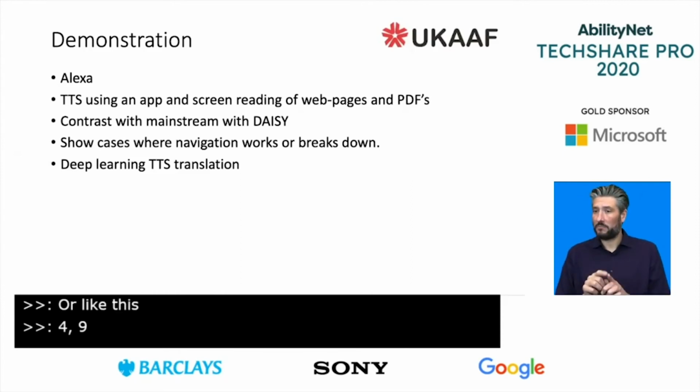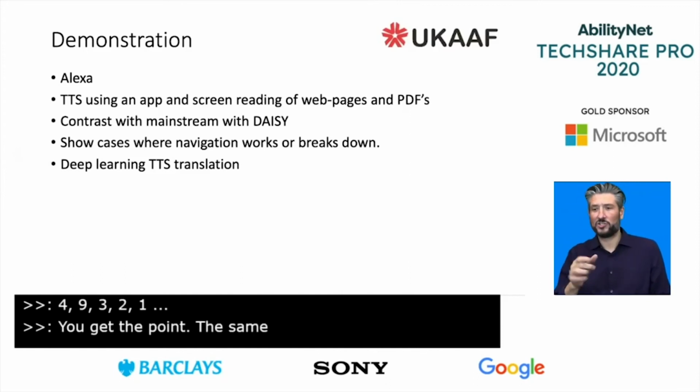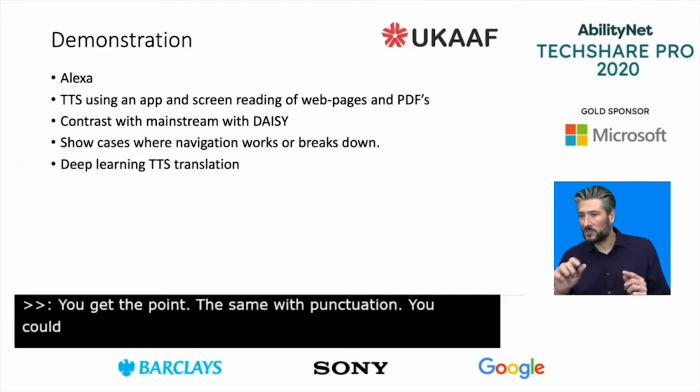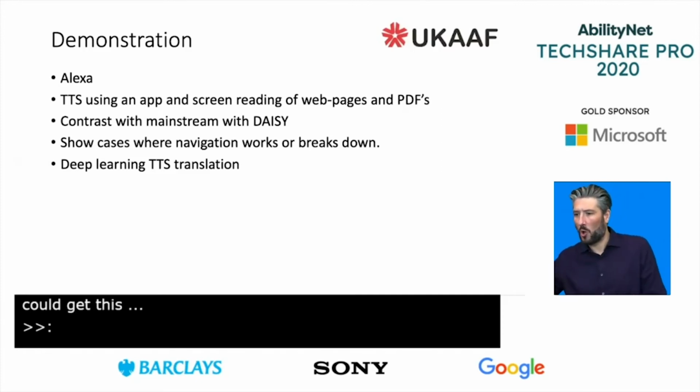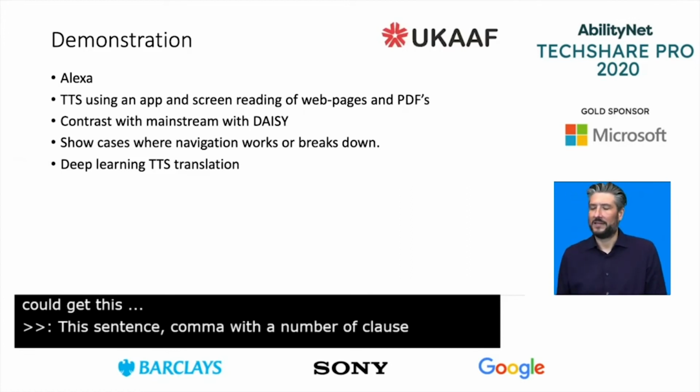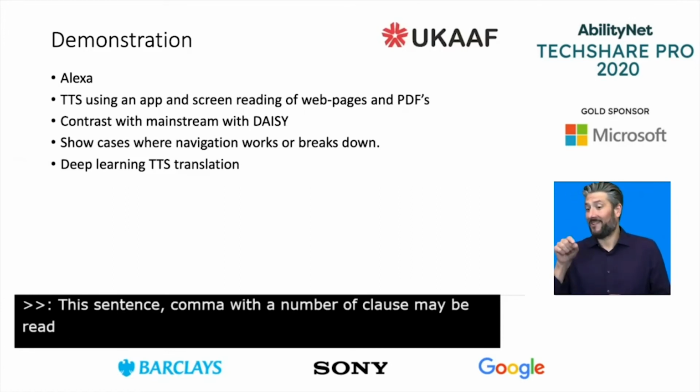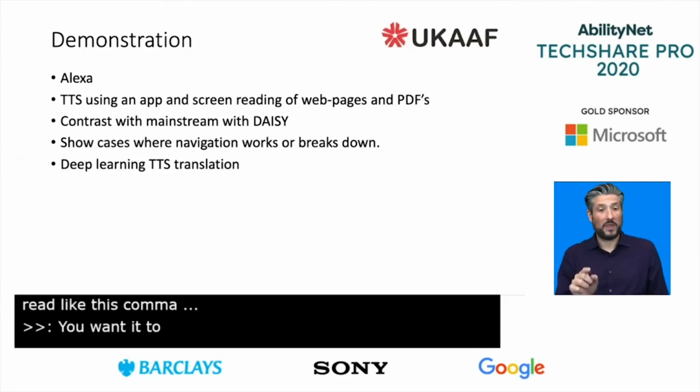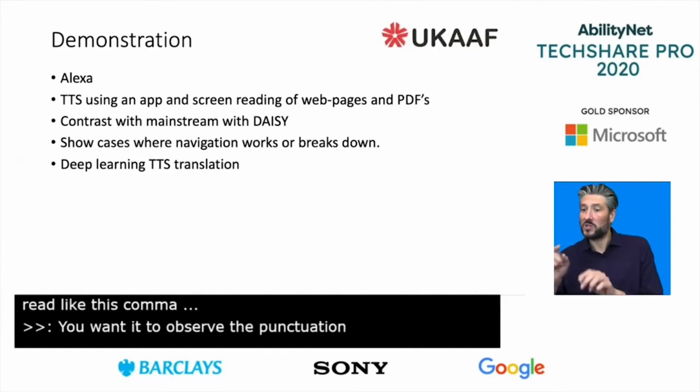For example, if the speech synthesis reads the punctuation, you may get something like this. This sentence, comma, with a number of clauses, comma, might be read like this, comma, which would not be ideal, full stop. What you want is for it to observe the punctuation, but not to read it out like this. This sentence, with a number of clauses, might be read like this, which would be okay.